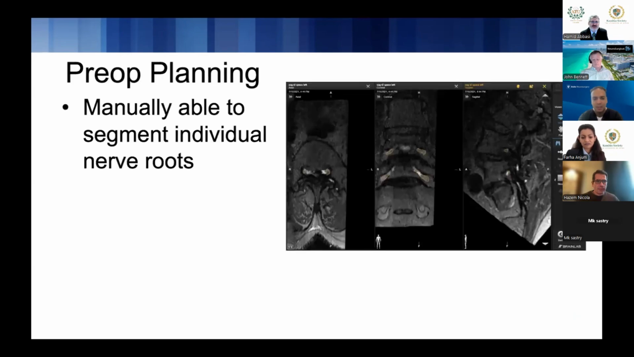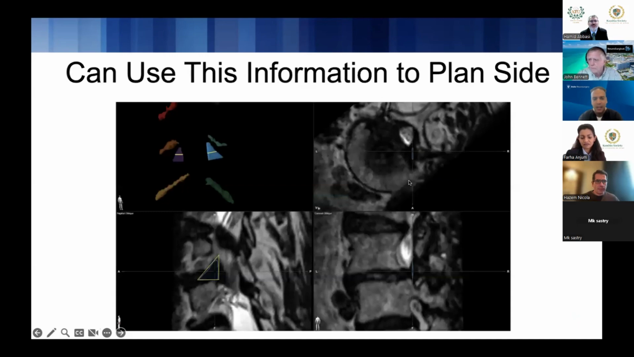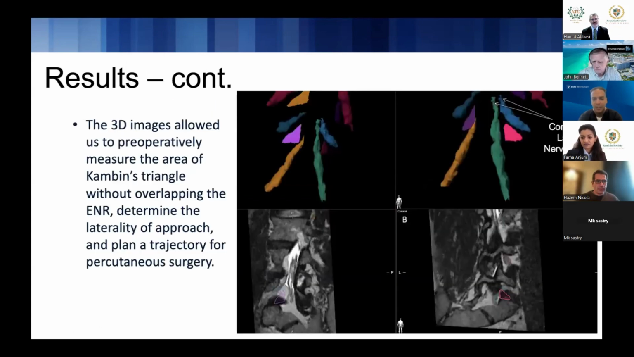So what we did, my background is in neurosurgery, so we actually went back to the cranial software, the BrainLab software, and we started to map out the nerves individually. And then we can actually measure preoperatively using standard MRIs how big Kambin's triangle is. And so if I don't have to do a direct decompression, I can always choose the side of the larger Kambin's triangle. We also found that you can know the traps before they come here.